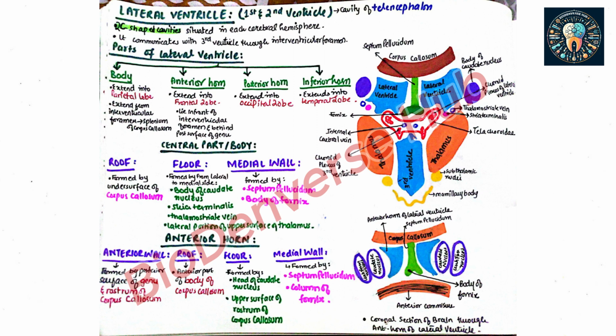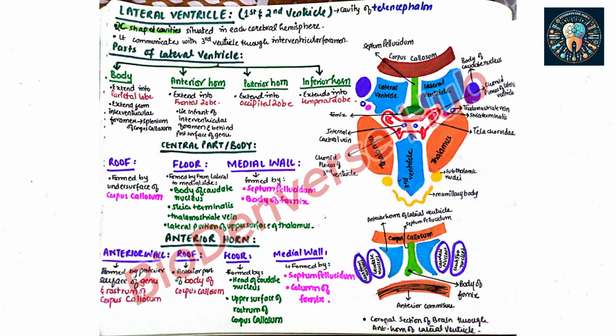Now, as far as the medial wall is concerned, it is formed by the septum pellucidum, outlined in the light green color, and the body of the fornix, outlined in the dark green color. So this was all about the central part and the body of the lateral ventricle. Now we will be studying the anterior horn.